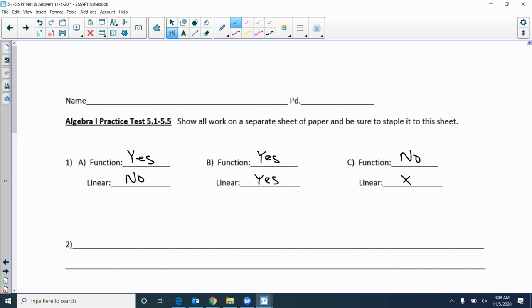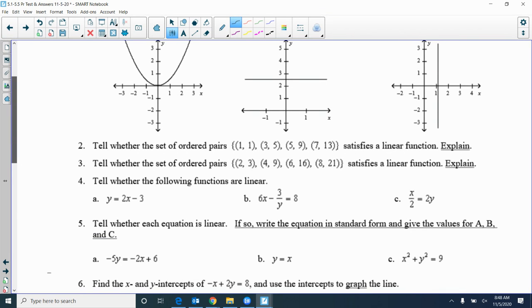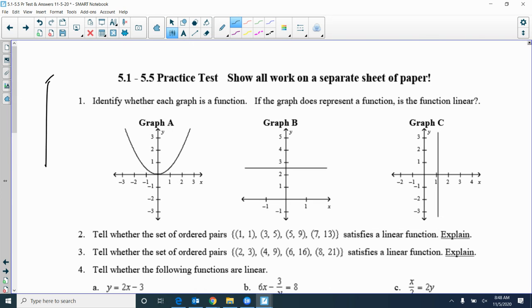All right, number two can be an issue. How do I do that? Tell whether the set of ordered pairs satisfies a linear function. What are you checking? Josh, do you remember? Changing the numbers. Changing X and changing Y. So for this one here, sometimes you're more comfortable if it's listed as a table. So I can make that 1, 1, 3, 5, 5, 9, and 7, 13. I did that right, didn't I?